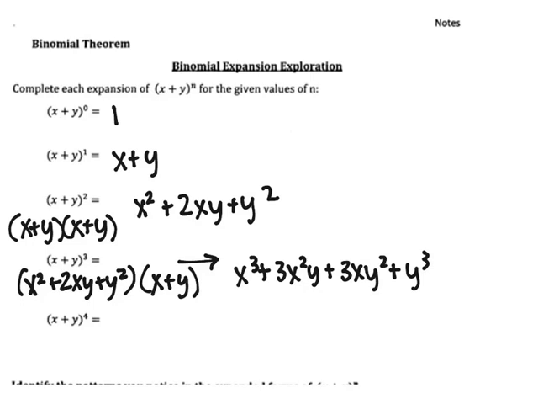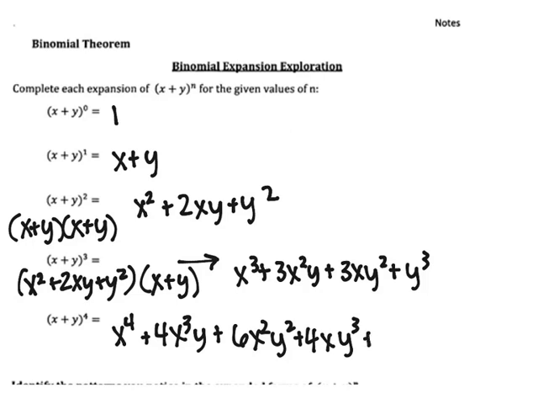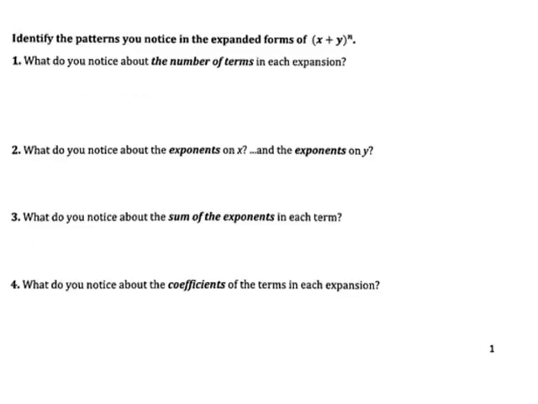All right, and then the last one, x plus y to the fourth, would be x plus y times x plus y times x plus y times x plus y. I've already done that for you, and you would end up with x to the fourth plus 4x cubed y plus 6x squared y squared plus 4xy cubed plus y to the fourth. Make sure you wrote that down on your paper, because you're going to need that information for the next set of questions.